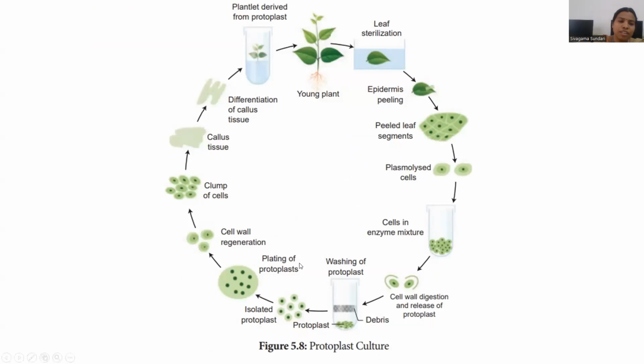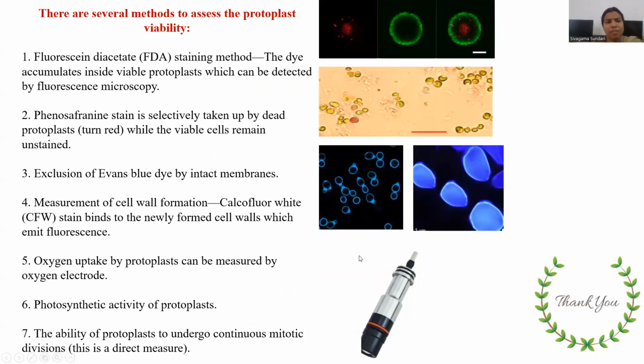After centrifugation, the cell debris and the broken protoplasts will form a pellet. The viable debris will be in the aqueous solution. Viable protoplasts will form the sediment. From that, you can take and check the viability of the protoplast before going for regeneration into a new plant. And how do you check the viability?